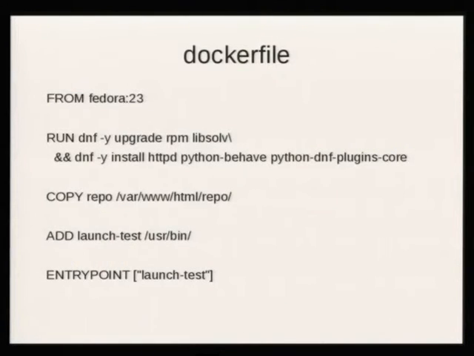For the build, Docker uses something which is called a Dockerfile. It tells you from which image to start, what to run. You can copy files inside the directory or add some file. And you can describe what to do when you enter the container. This is not the only way how to build the image. You can also commit the container as an image and later on use it like this.